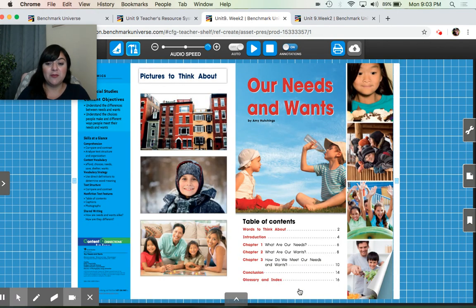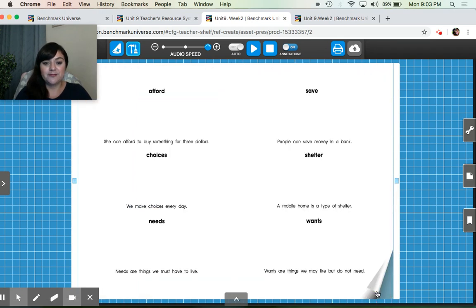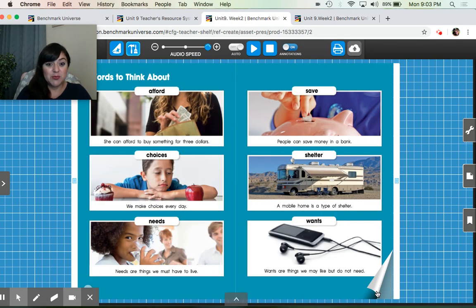Now, as we look inside informational text, we see there's a table of contents. That tells us what we're going to be reading in the text. So we have an introduction, 3 chapters, and a conclusion to wrap it all up for us. Okay, so let's get started. Here are some words we want to think about as we listen to the story.